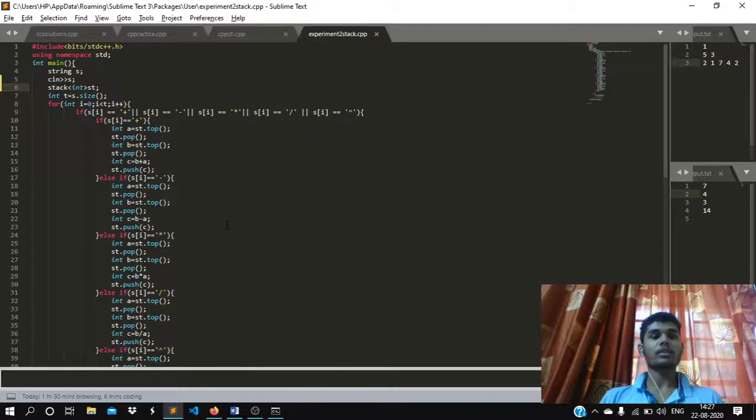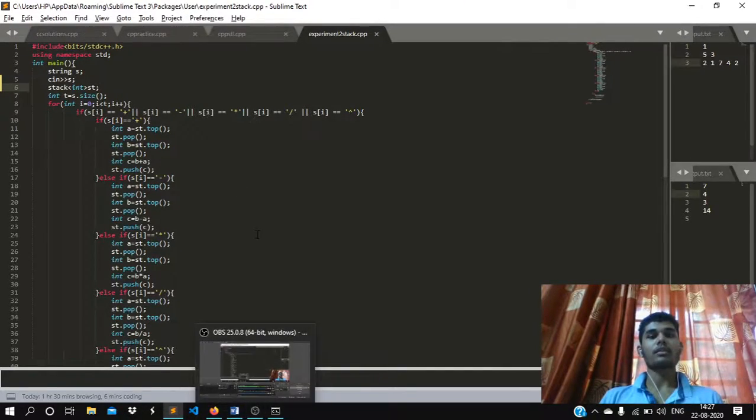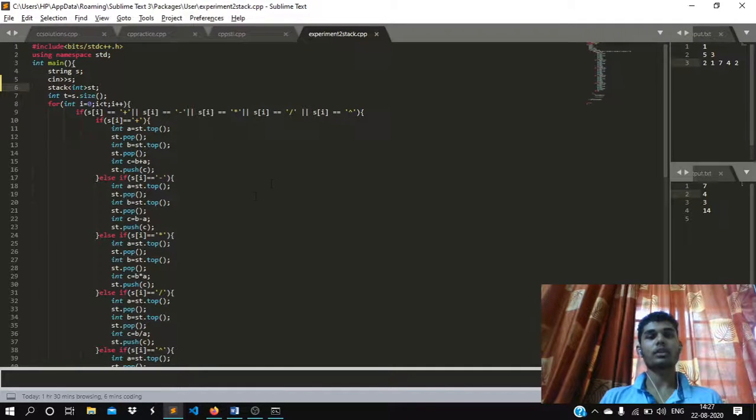So this was the explanation of experiment 2, postfix expression evaluation, that is what we also call reverse Polish notation.